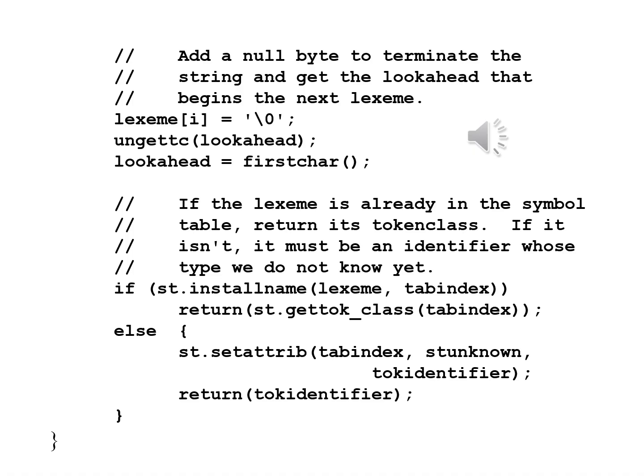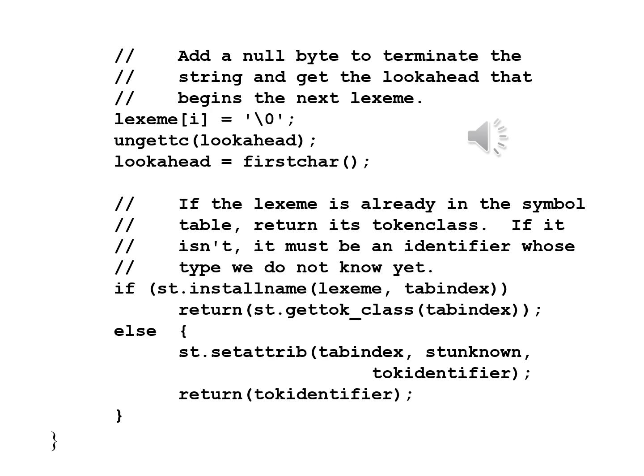Having gotten past the first letter and alphanumeric characters following it, we've reached the end of the lexeme, so we will put a null byte there. Keep in mind, again, these are C-style strings. We'll call unget to take the look-ahead back into the input stream, and then get the next look-ahead. This may seem counterintuitive, but the reason that we do this is that between the end of the lexeme and the beginning of the next one, there may be one or more blanks and one or more comments.